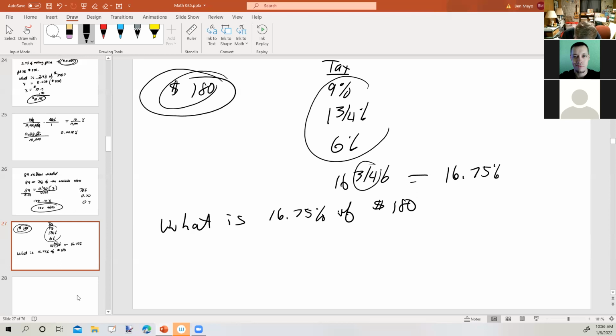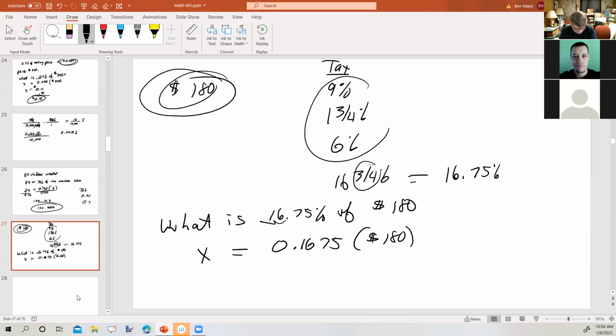All right. So what is 0.1675 times, sorry, my phone is buzzing and I'm trying to ignore it. What is 0.1675 times 180? All right, they finally gave up. Probably calling me to tell me they're canceling the appointment because of the snow. Oh, well, no one cares.